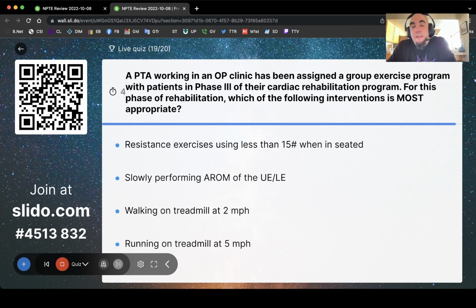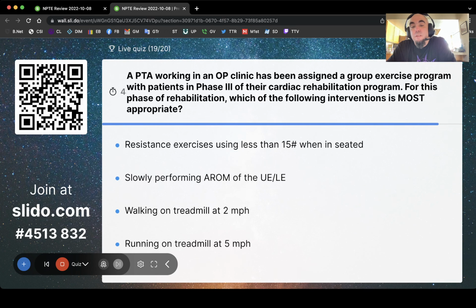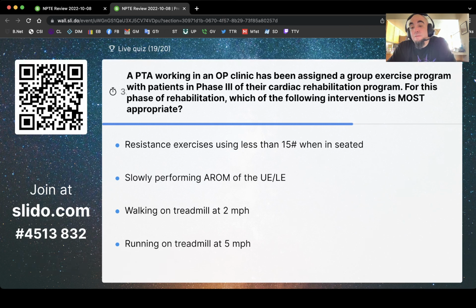A PTA is working in an outpatient clinic, has been assigned a group exercise program with a patient in phase 3 rehab, other cardiac rehab. For this phase of rehabilitation, which of the following interventions is most appropriate? Resistive exercise less than 15 pounds and seated. Slow performing AROM of the upper extremity, lower extremity. Walking on a treadmill at 2 miles an hour. Running on a treadmill at 5 miles an hour.